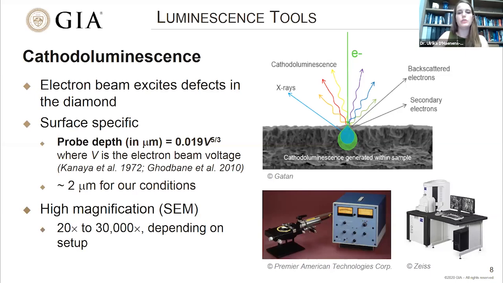This can be done using 2 different types of machines. The luminoscope at the bottom was used for cathodoluminescence imaging, where you're just looking through a small aperture at the top, shown here. Since then, most cathodoluminescence is instead conducted as an attachment on a scanning electron microscope. The great thing with that is it gives you extremely high magnification, 20 to 30,000 times, depending on the setup. So you're able to look at very, very fine features in the system.